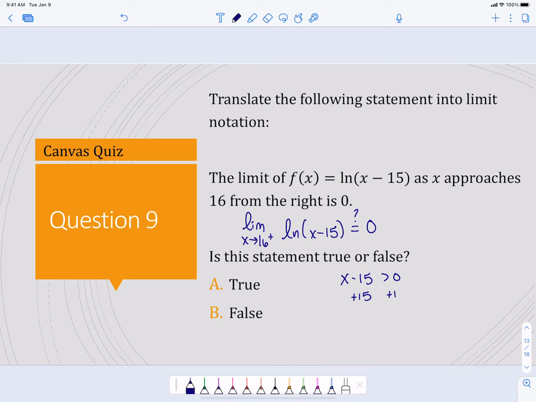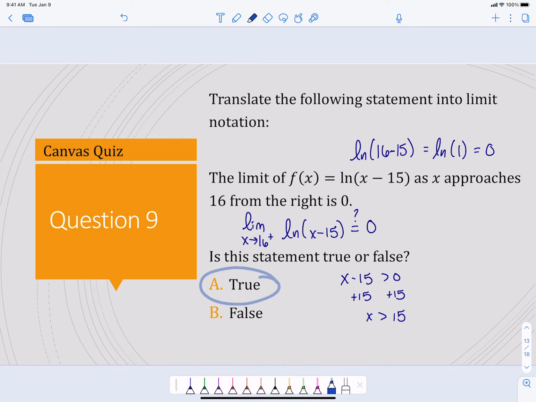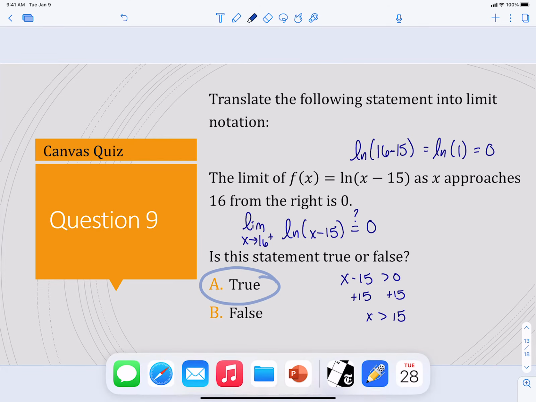And what we know about natural logs is that we need to have whatever's inside of our natural log be greater than 0. So if we take that x minus 15, set it greater than 0, we can solve that and get our domain, which is x greater than 15. And so 16 is in our domain. So that tells me, okay, why don't I try plugging 16 into this function and see what we get. We get the natural log of 1, which is 0. So that tells me, yeah, I believe that this is going to be true. Coming from the right-hand side, at 16 on this function, we're going to get 0.